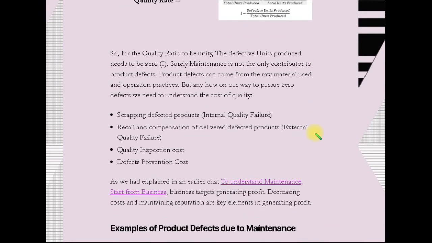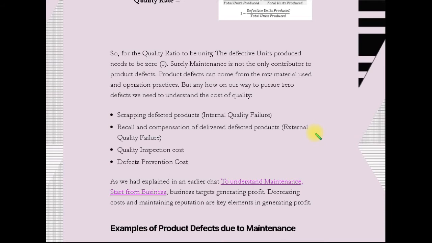When you have defects in the produced units, either you need to scrap the produced unit, or you need to recall the produced units to repair them if you discovered the defects during manufacturing, or you need to compensate if you discovered the errors or the defects after the fact, or you need to increase your quality inspection. Your quality inspection comes at a cost, so you need to increase the cost of the quality inspection, or you need to invest more in defect prevention cost. So that will be your increased cost due to failures that affect the quality.